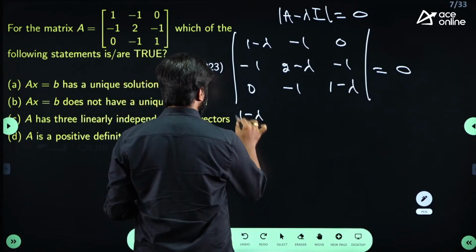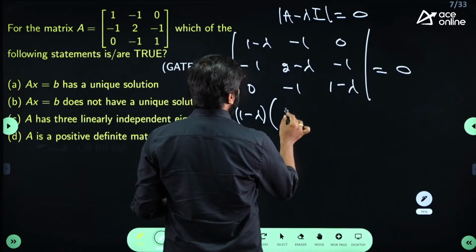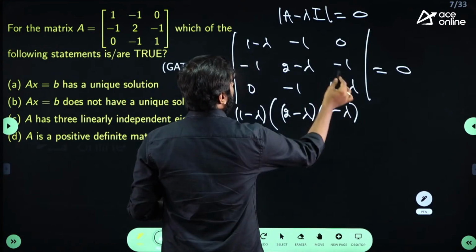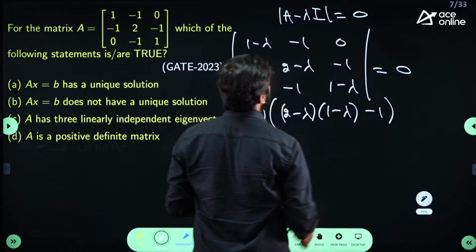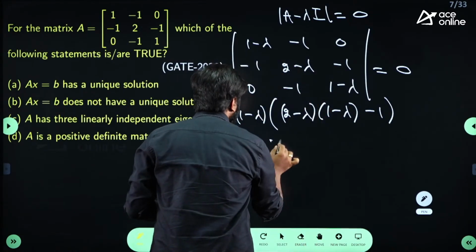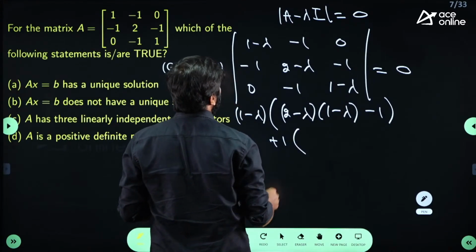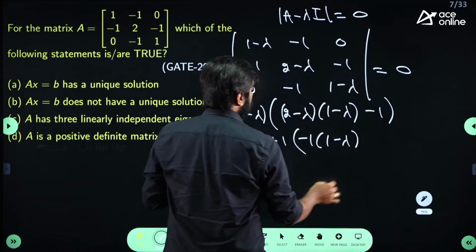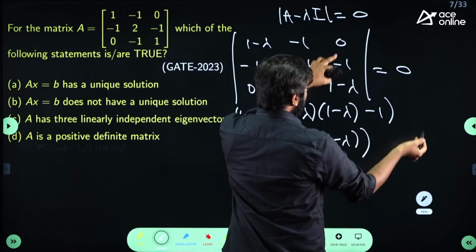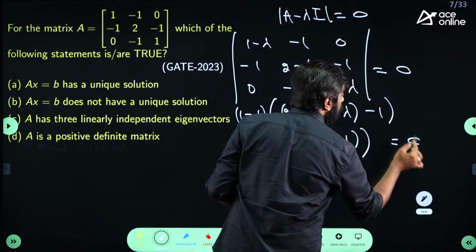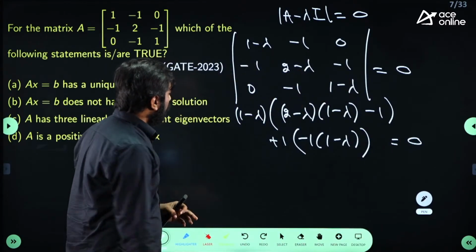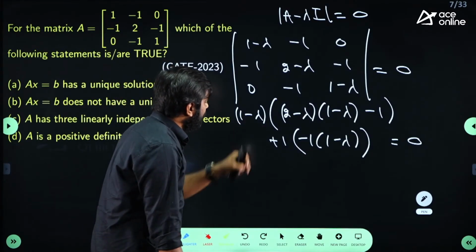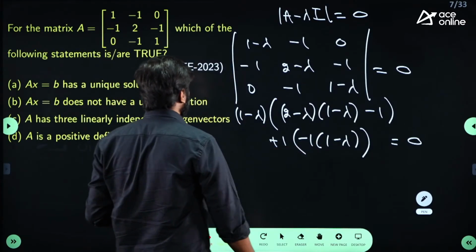So (1 minus lambda) into (2 minus lambda) into (1 minus lambda), and then you have a minus 1, and then plus 1 times minus 1 into (1 minus lambda), and then this is 0, and 0 times anything is 0, so equate this to 0. Do we have any common factors here? You have to do the simplification elegantly. So 1 minus lambda is common, so here also you have this 1 minus lambda.